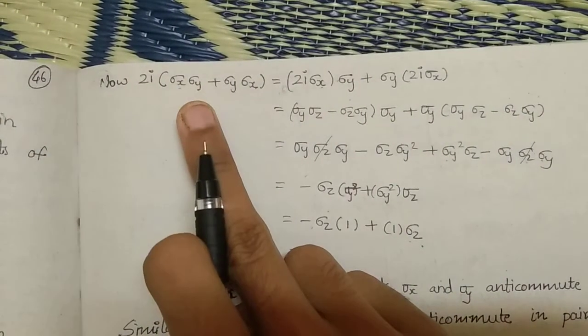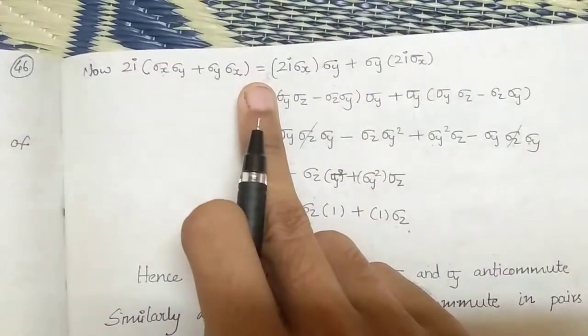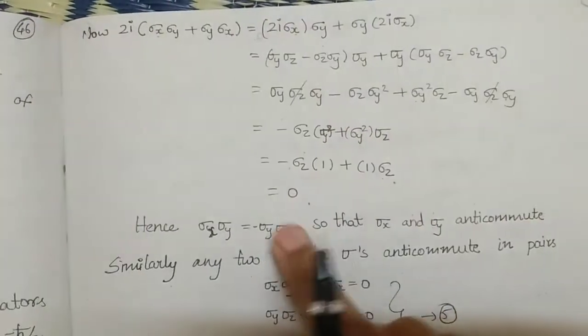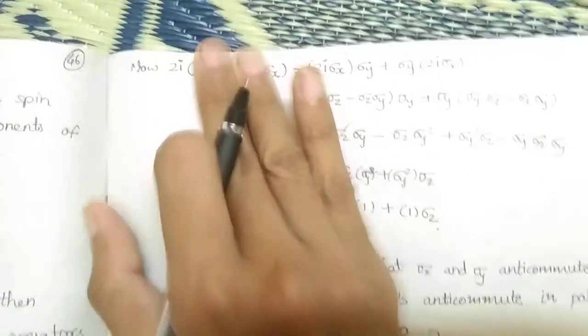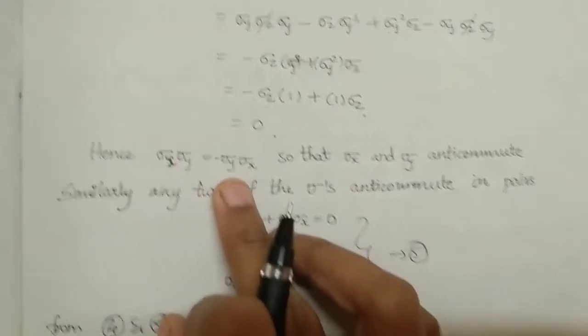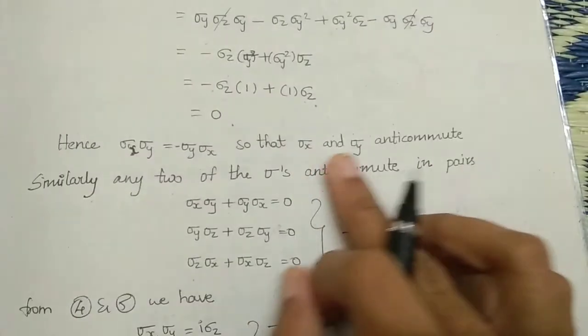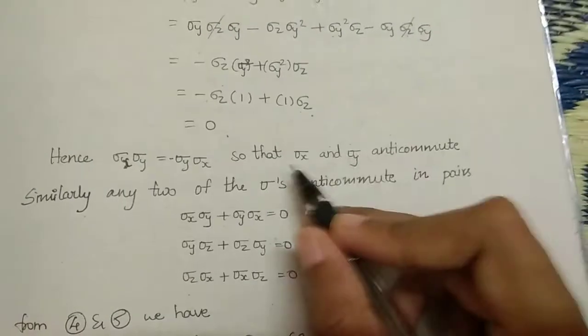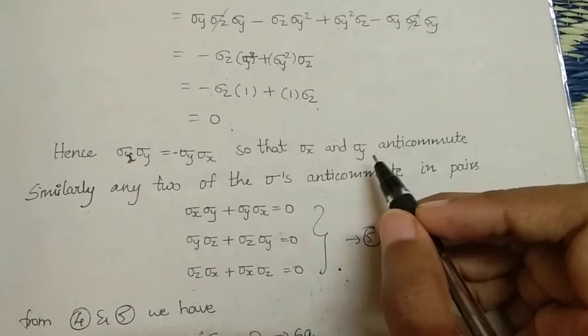So 2i times (sigma x sigma y plus sigma y sigma x) is nothing but 0. If we send this 2i to the other side, 0 by 2i is also 0. Hence we have sigma x sigma y equals minus sigma y sigma x. So sigma x and sigma y anti-commute. This is also an important property of Pauli spin matrices.